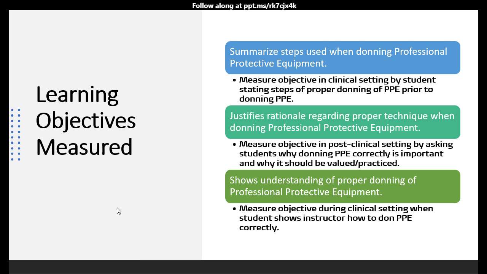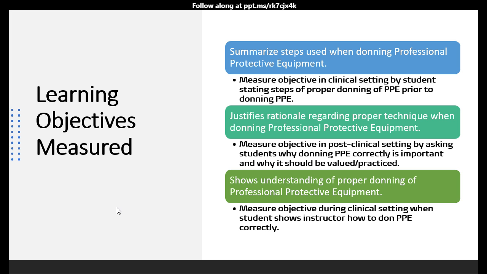So my plan would be to present this presentation prior to clinicals and ask the students to watch the video prior to clinicals. And this is how I would measure my learning objectives with this clinical education. My clinical objective is to summarize steps used when donning professional protective equipment. To measure this objective, I would have the students state the proper steps of donning PPE prior to having to do it. So I would meet with them prior and have them go through all the steps and state the steps.